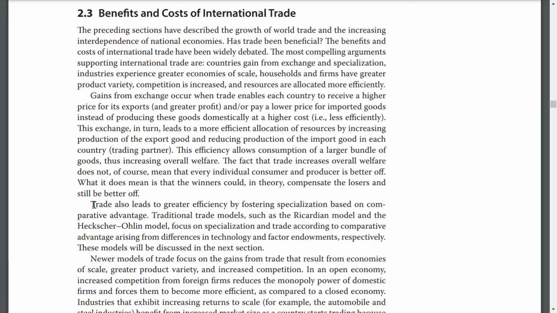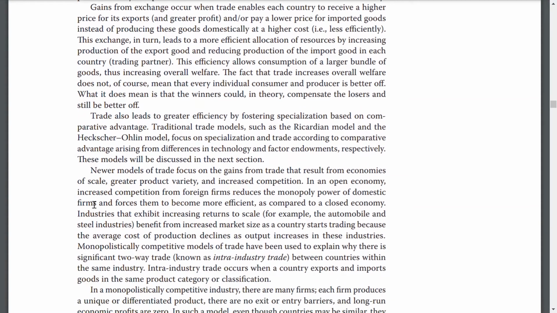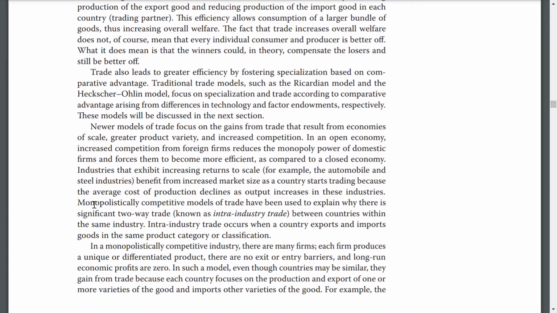Gains from exchange occur when trade enables a country to receive a higher price for its exports, for greater profits, and or pay a lower price for imported goods instead of producing goods domestically at a higher cost, i.e. less efficiently. This exchange in turn leads to a more efficient allocation of resources by increasing production of the export goods and reducing production of the import goods in each country. For trading partners, this efficiency allows consumption of a larger bundle of goods, thus increasing overall welfare.